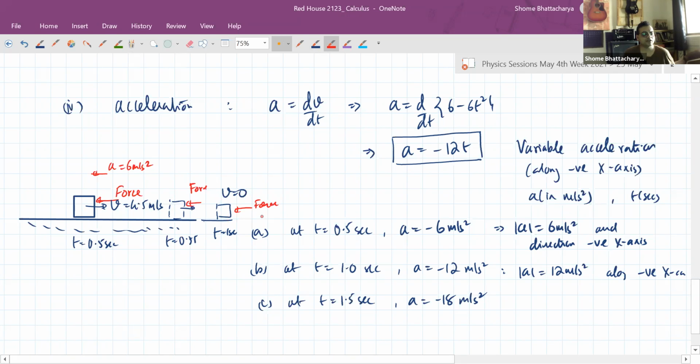So after 1 second, what happens? This force is further continuously acting, so it starts moving along the negative x direction.